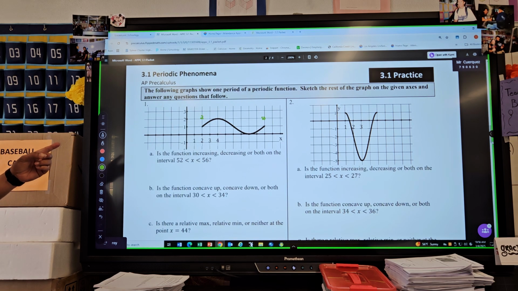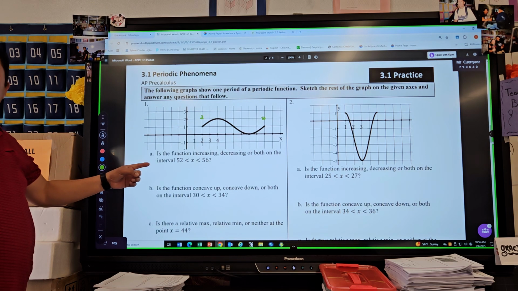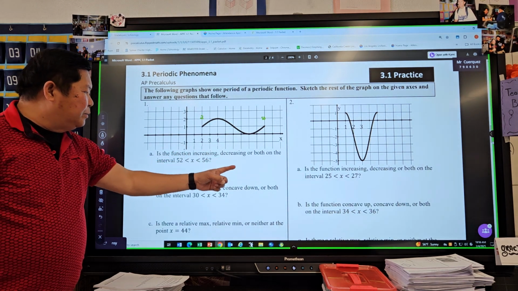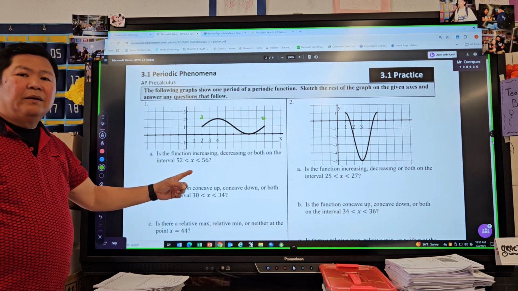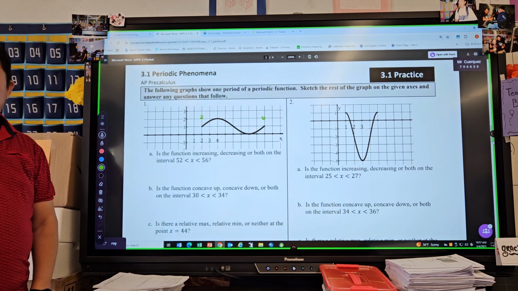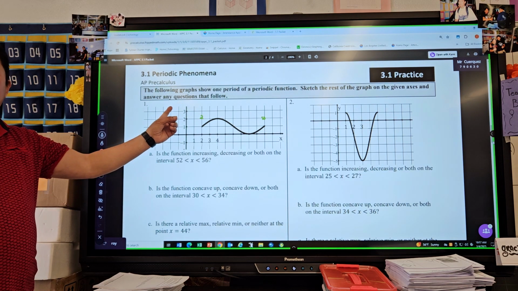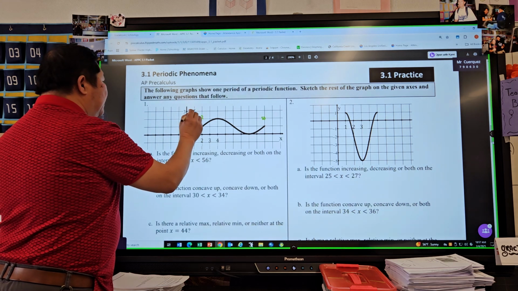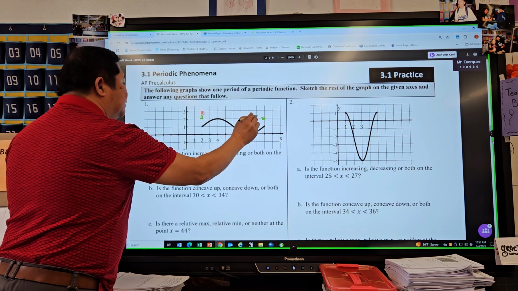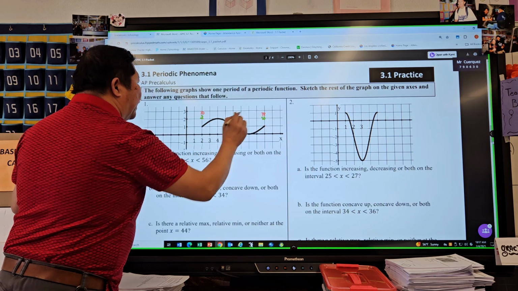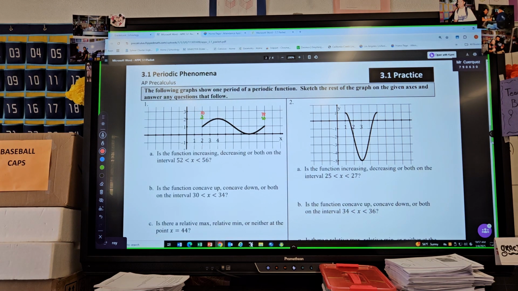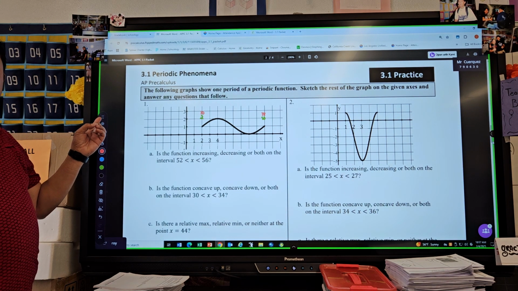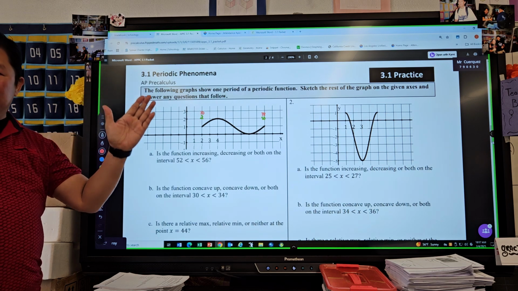Okay, next. What is the question? Is the function increasing, decreasing, or both in the interval from 52 to 56? So what do you think is the next cycle right here? So the next cycle would be 10 to 18, right? 10 to 18. Am I right, guys? Yes. Plus 8, plus 8, plus 8.